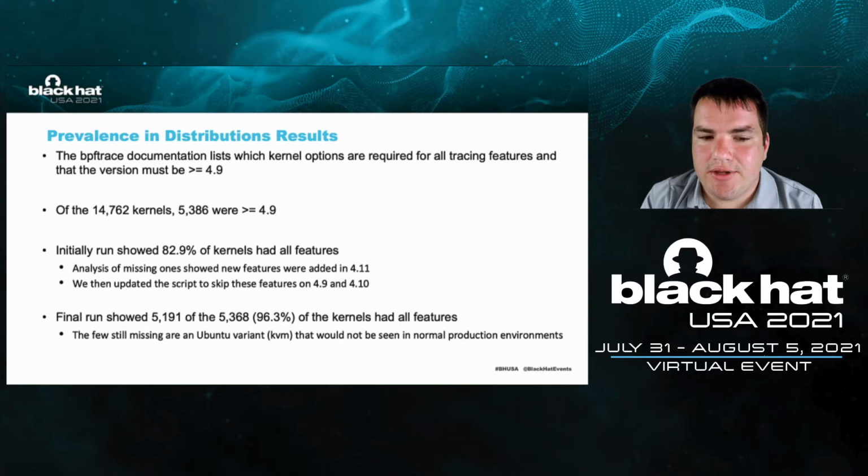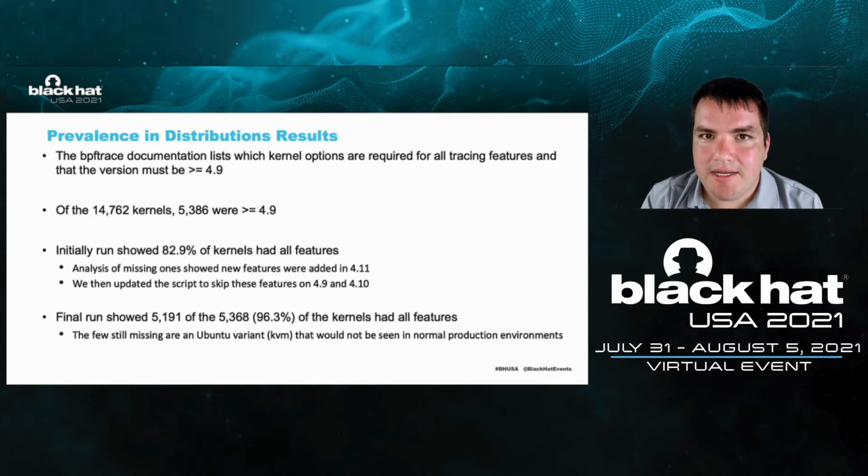And initially we saw that about 83% of the kernels had all of the tracing features enabled, but the results were really confusing, because the kernels that didn't have all the features were across distros, and it seemed very focused on 4.9 and 4.10 kernels. So we looked at which options were actually missing from these kernels, and we saw that for basically all of them, it was the same two options. We then consulted Google a bit and saw that those options weren't actually added until about 4.11. So that makes sense. Those options can't be there in 4.9 and 4.10.